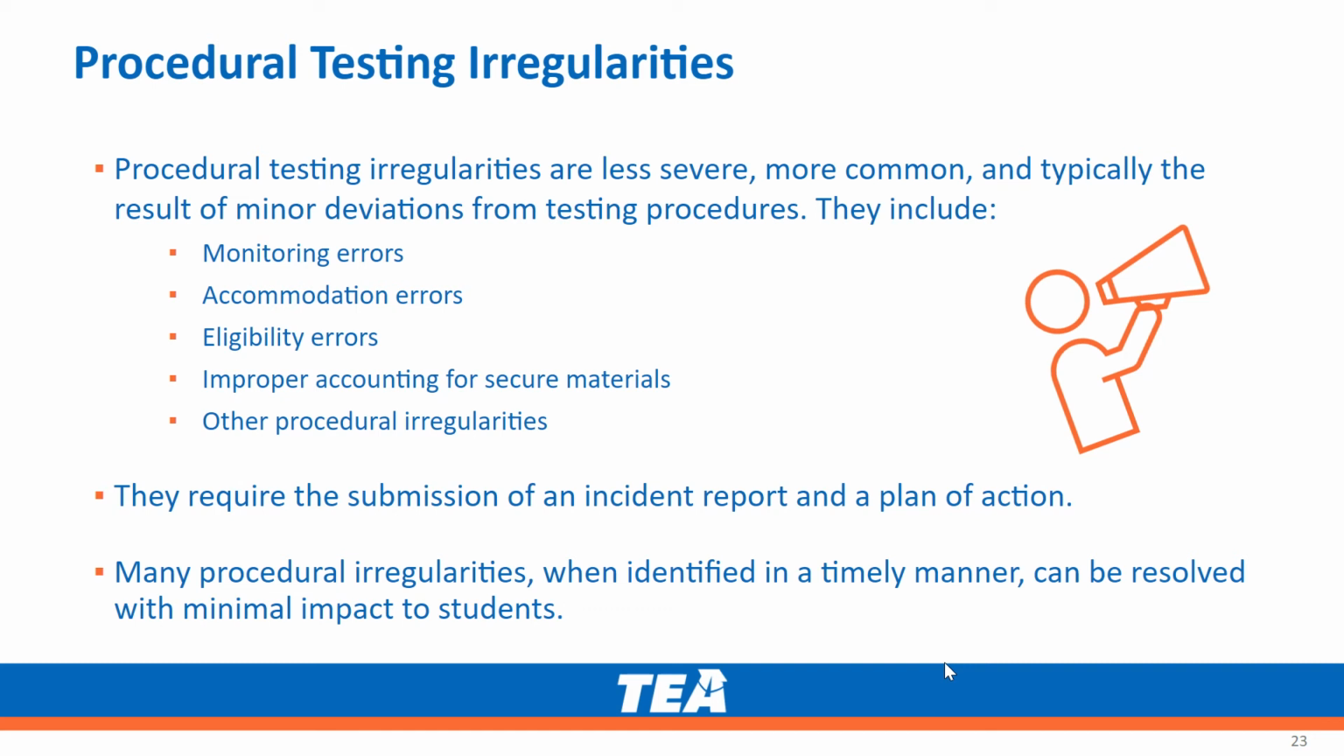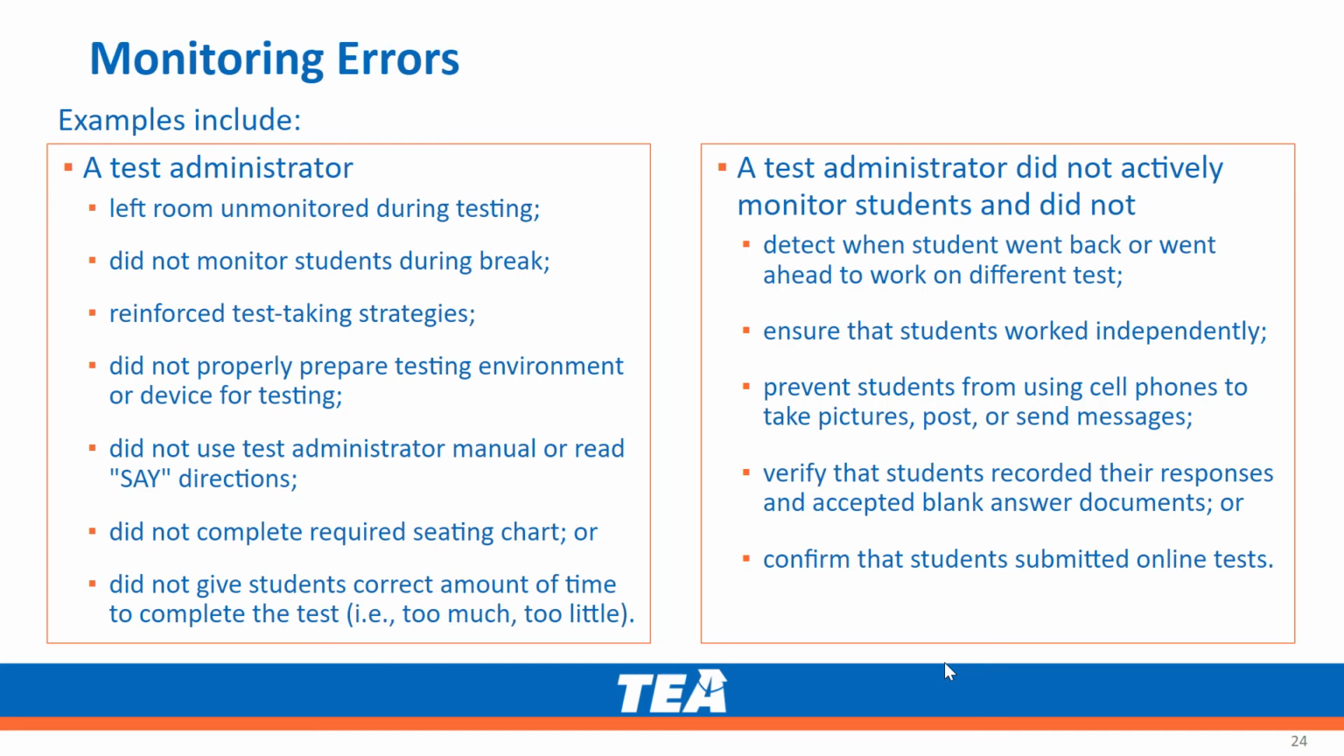Some of these you will not see because if you're not a proctor, you will not notice if it was an accommodation error. You will not notice if it was an eligibility error. These are things that you would not notice unless you're a testing proctor. So we're not going to go over those in detail, but it is important that you know what each might look like. So monitoring irregularities.